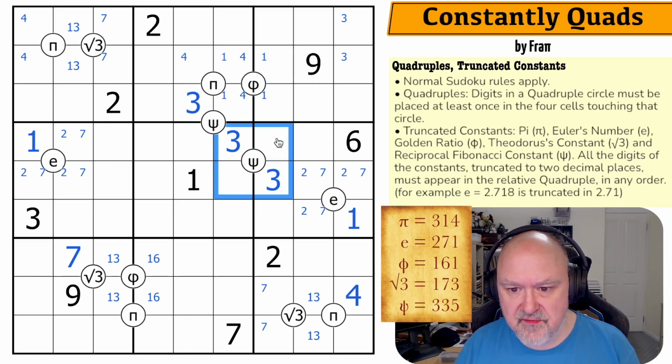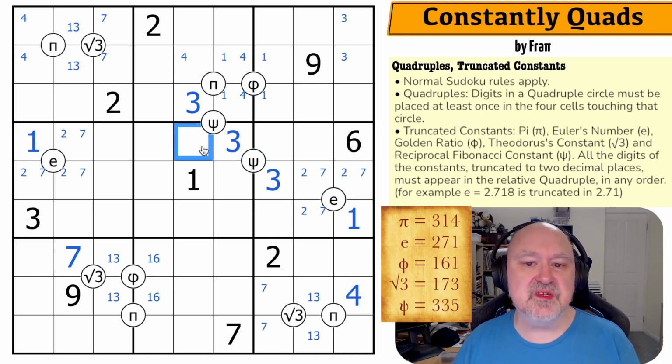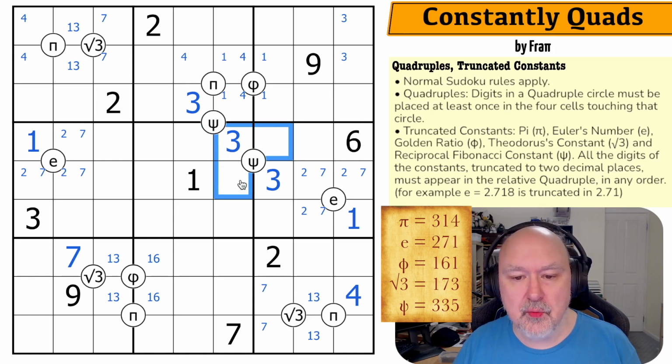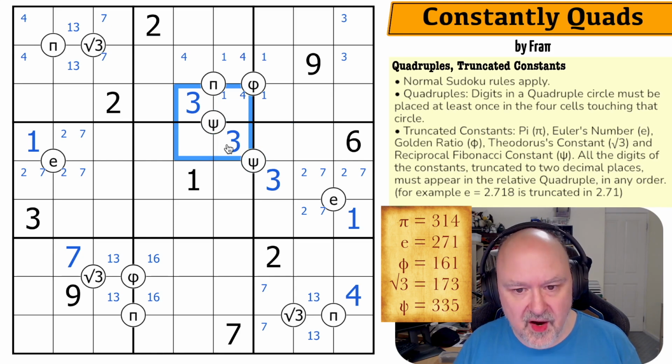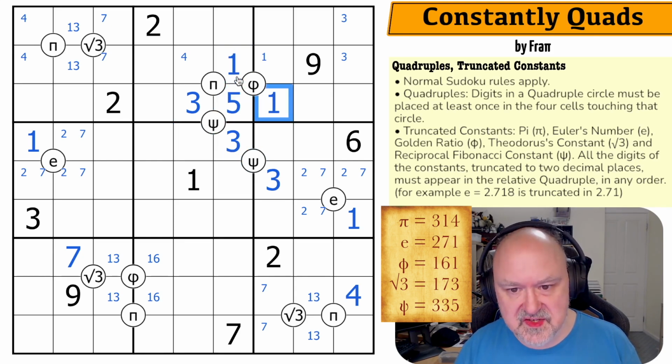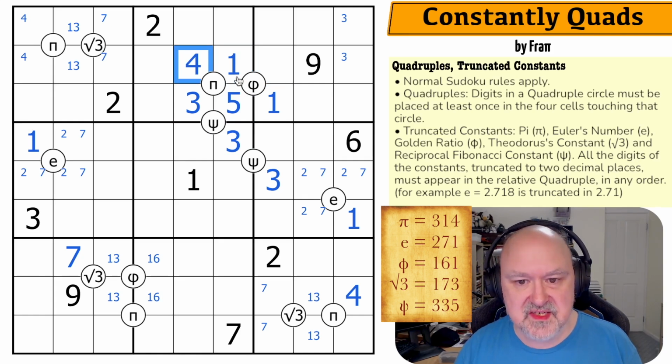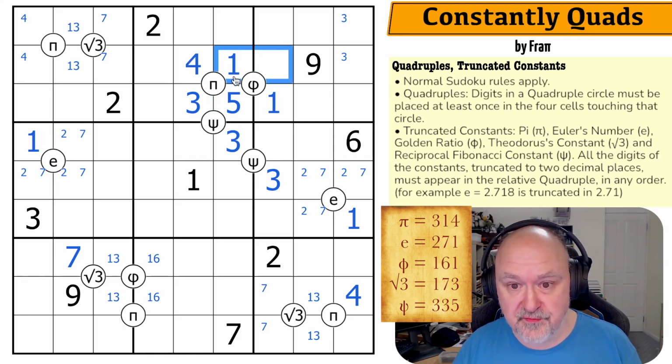These are 335. There's a 5 in one of those two. These are 335. There's a 5 in one of... If this was a 5, I couldn't put a 5 around this because this sees both of those cells. So this can't be the 5 around this clue. This is the 5 around this clue. So this is the 1. This is the 1. This is not the 1. This is the 4. That was beautiful, by the way.